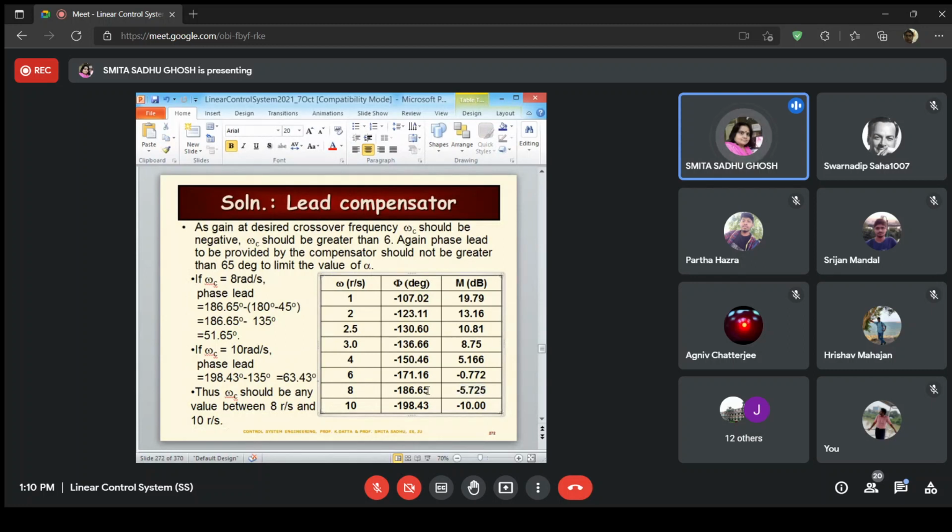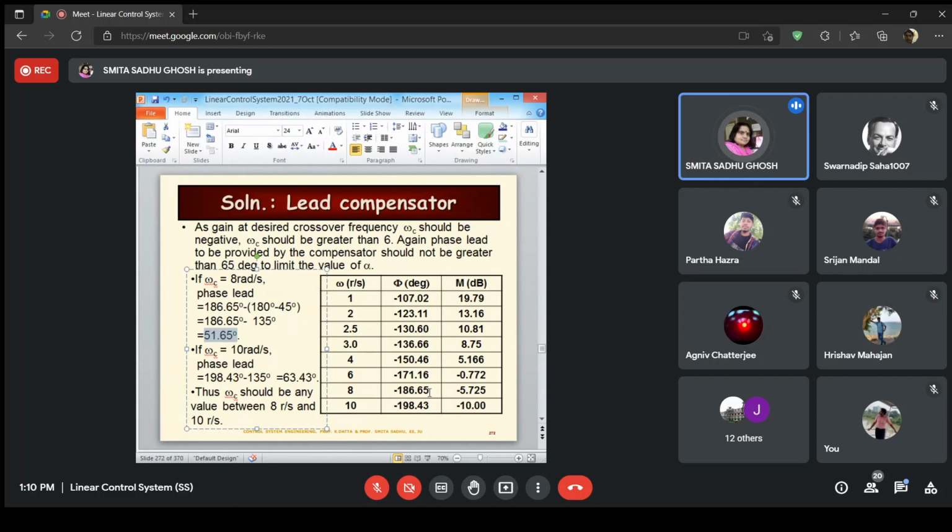So originally, for the uncompensated system, the phase was equal to minus 186 degrees. Now the amount of phase lead that I want from my compensator would be equal to that 186.65 minus 180 degrees minus 45, which is 135 degrees. So the difference, that is 186 minus 135, will be the amount of phase lead that I want from my compensator, right? Did you understand this portion?